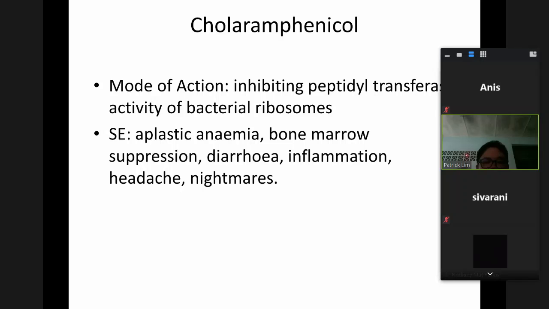Then we have chloramphenicol. How does it act? It acts by inhibiting peptidyl transferase activity of bacterial ribosome, so the bacteria cannot multiply. Side effects of chloramphenicol are aplastic anemia, bone marrow suppression, diarrhea, inflammation, headache, and nightmares.